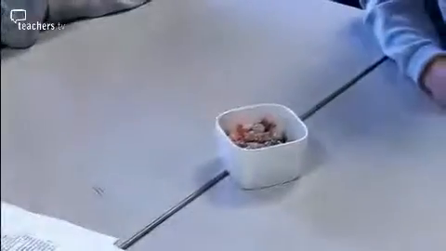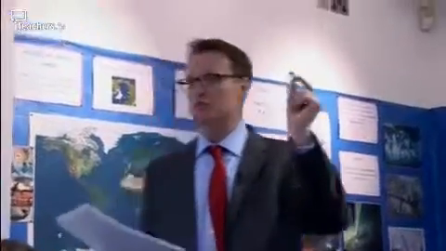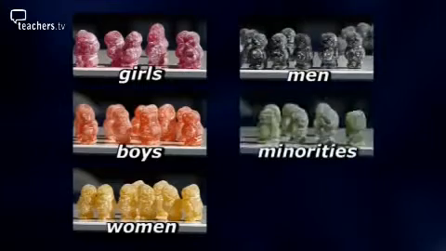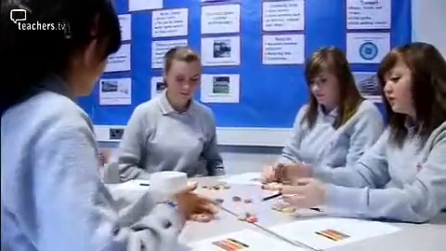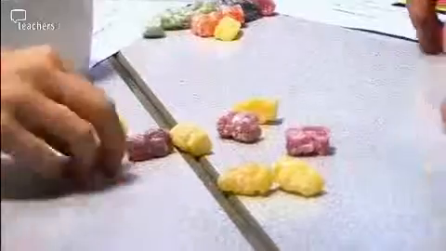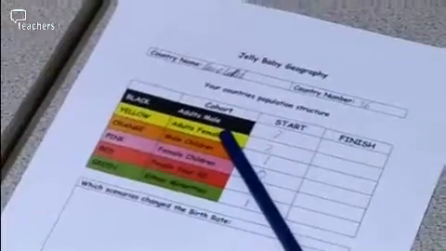All the jelly babies are obviously different colours. Red represents people who are aged over 65. Each jelly baby, depending on what colour it is, represents a different cohort within that population structure. They're all given an equal number of jelly babies, and they have to record on a separate bit of paper how many jelly babies they have and what the jelly babies represent in terms of their population structure.